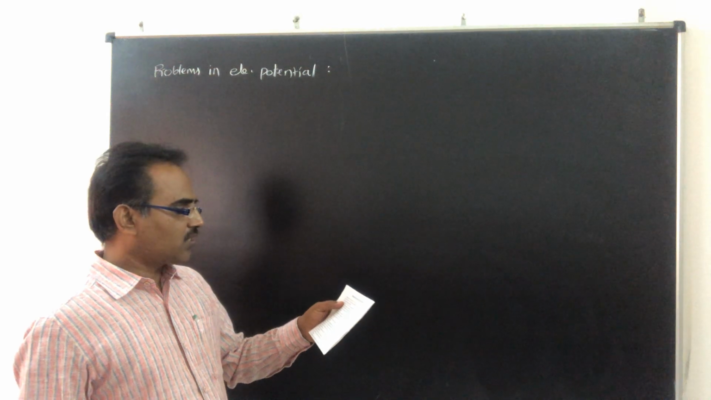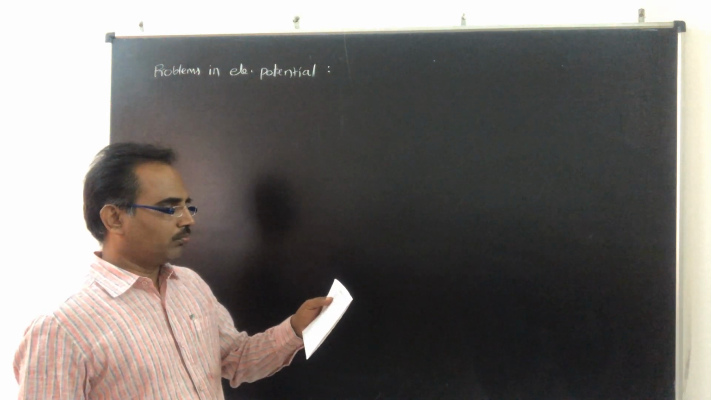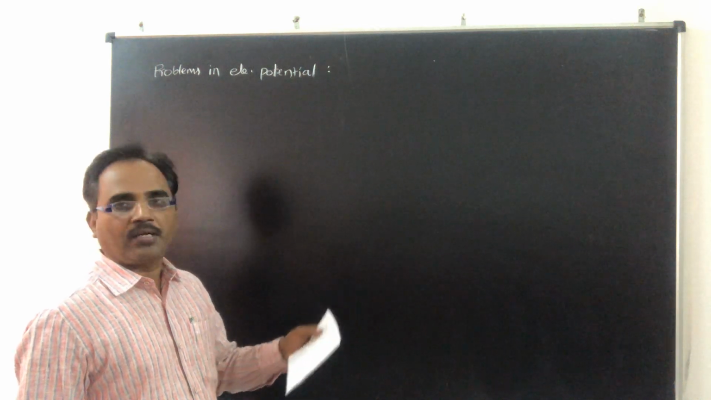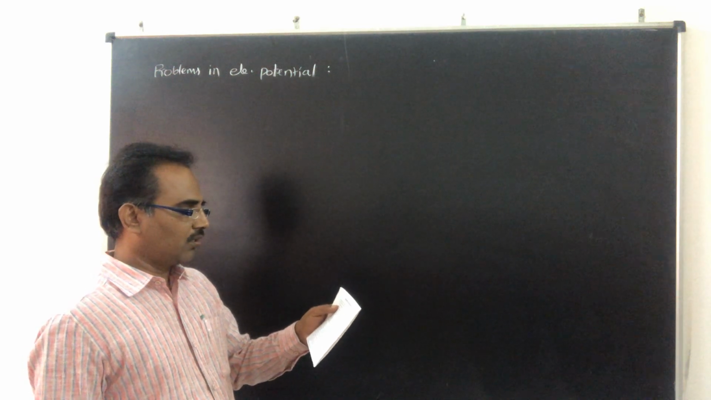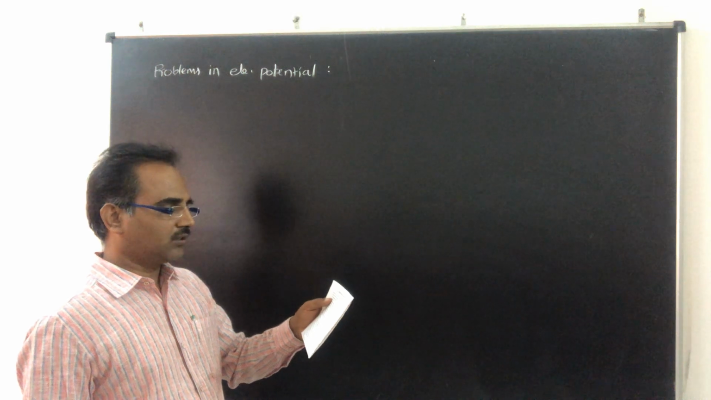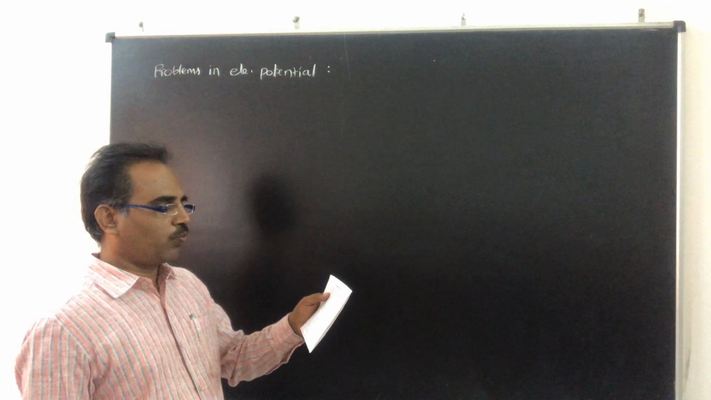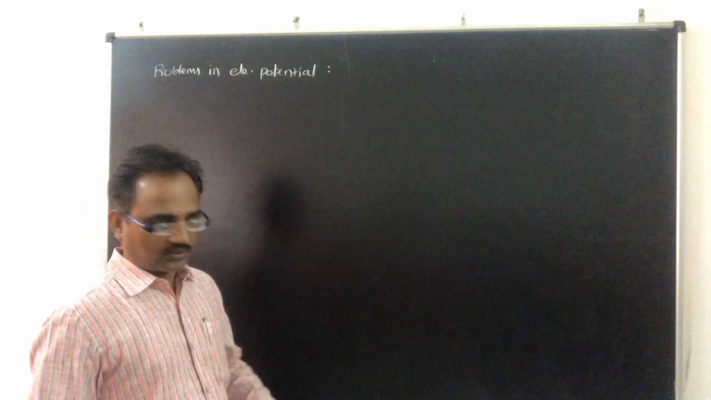Two tiny spheres carrying charges 1.5 microcoulomb and plus 2.5 microcoulomb are located 30 centimeter apart. Find the electric potential, number 1, at the point midway on the line joining the two charges. Number 2, at a point 10 centimeter from 2.5 microcoulomb charge on the line passing through the charges.